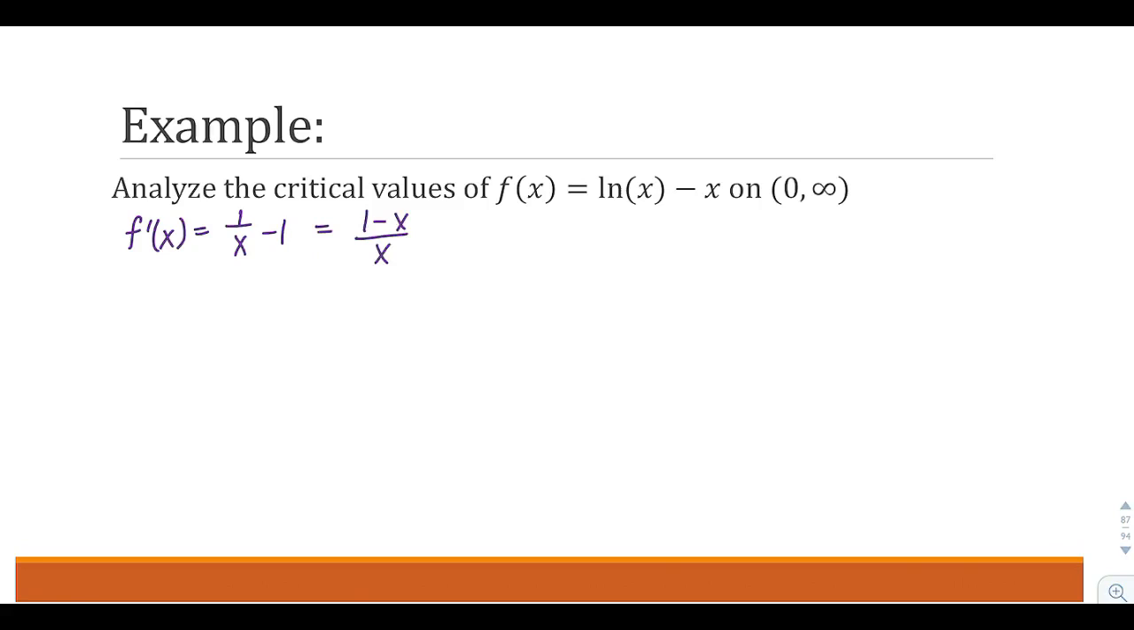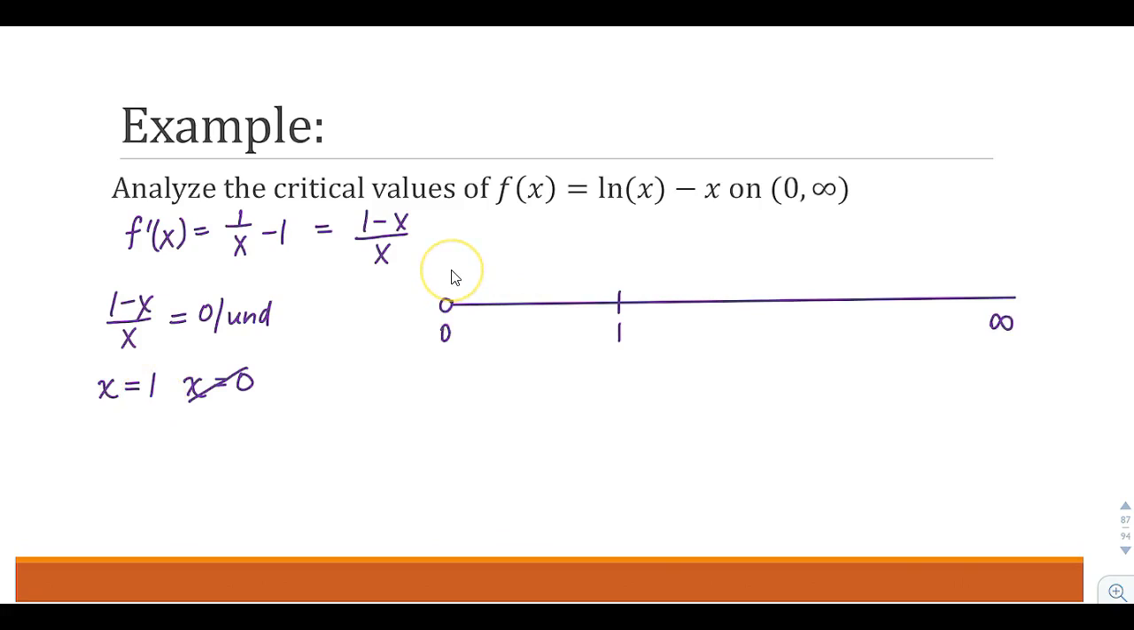And we want to know, where does this equal 0 and where is it undefined? So this rational function equals 0 when the numerator is 0 at 1 and when the denominator is 0 at 0. But x equals 0 is not part of the domain, so we can go ahead and throw that value out. We're just going to break up our domain 0 to infinity at x equals 1.